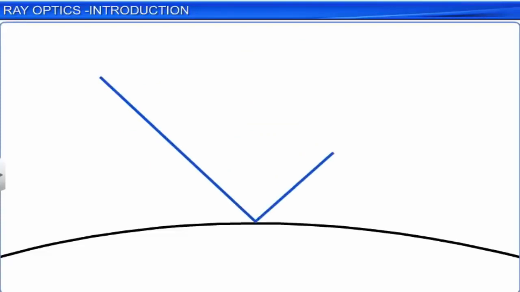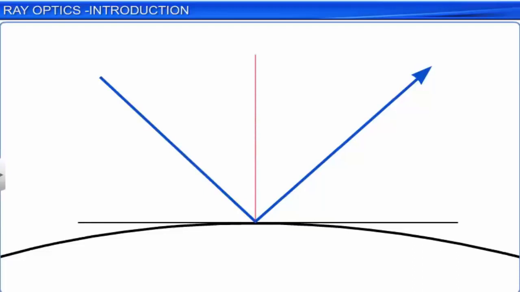These laws of reflection are valid in the case of curved surfaces also. We need to draw a normal to the surface at the point of incidence to measure the angle of incidence I and the angle of reflection theta. This can be done by first drawing a tangent to the curve at the point of incidence, and then by drawing a normal to the tangent at that point.